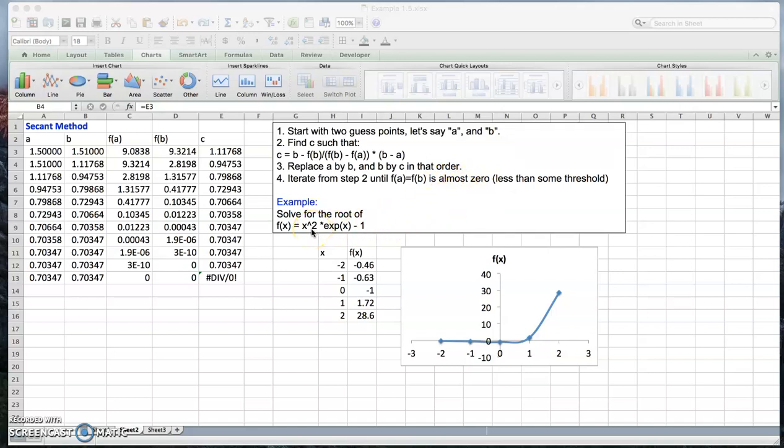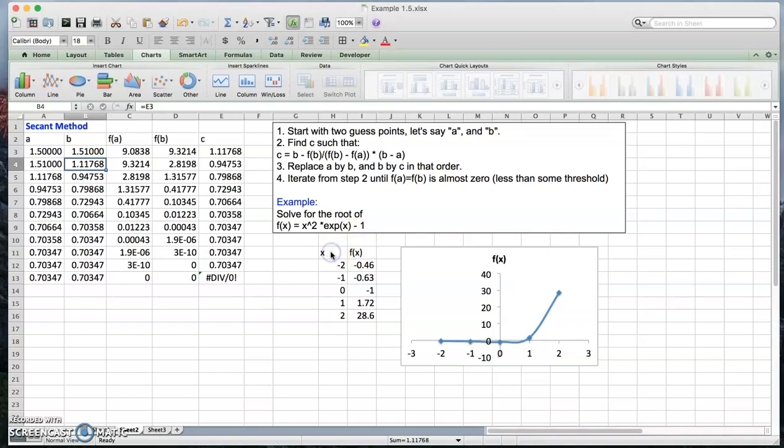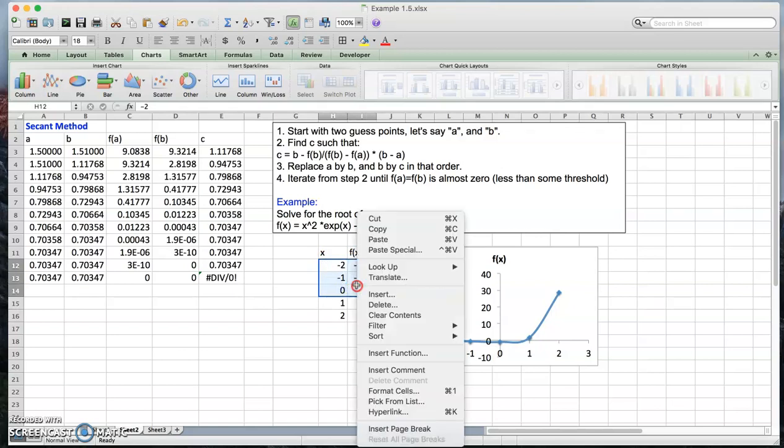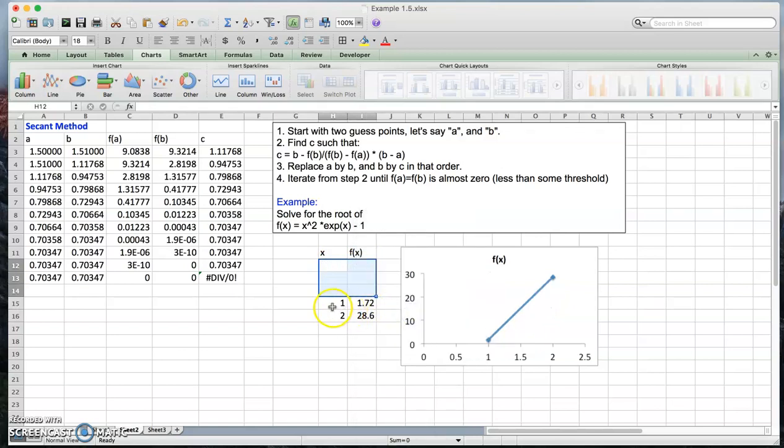Now we're going to look at how we can find the root of x squared times exponential of x, minus 1. Usually the hardest part is coming up with two good guess values. The best thing here is to plot the function. So here's my x and f of x, I create two columns, and then I start with some guess value. Let's say I start with 1.